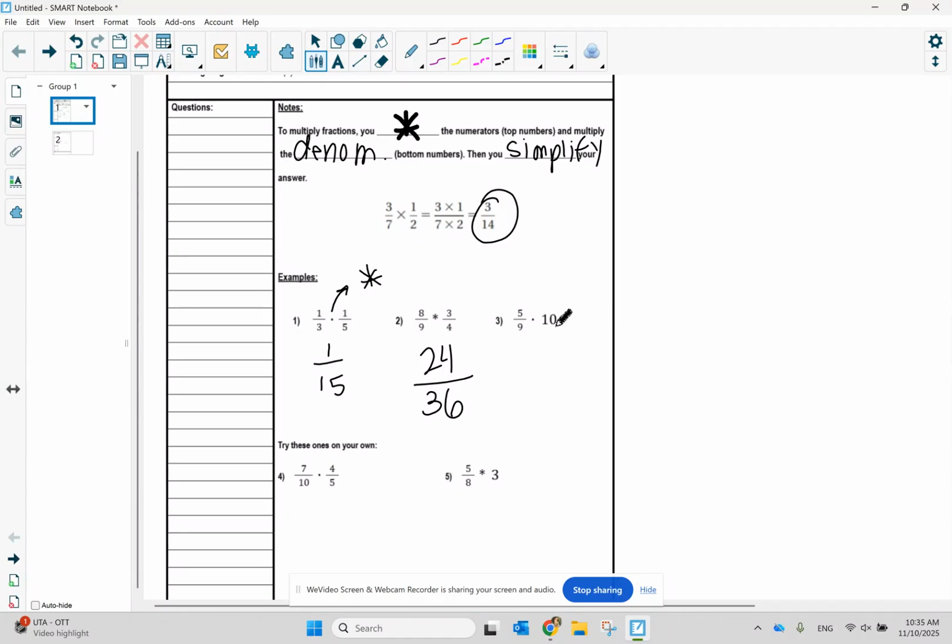When we have a whole number, we first need to make this whole number into a fraction. And I want to remind you, 10 is not 10 out of 10, because if you got 10 out of 10, that's just equal to 1. We need it to equal 10. So in order to make a whole number into a fraction, we put it over 1. Because if we have ones and we've got 10 of them, that means we've got 10. So on the top, we'd have 5 times 10, which is 50. And on the bottom, we'd have 9 times 1, which is 9. At this time, we're not going to simplify. We're just going to leave them as improper or unsimplified fractions.